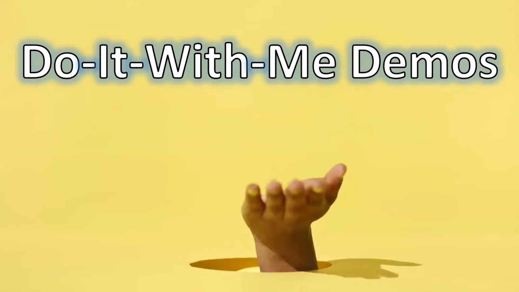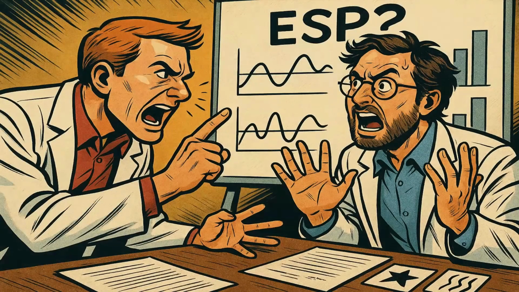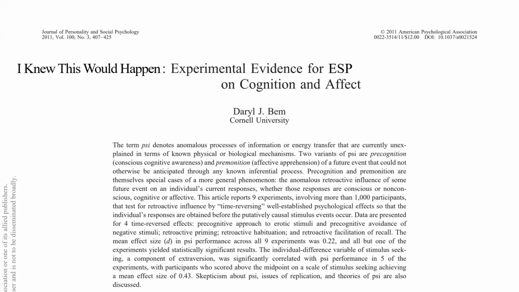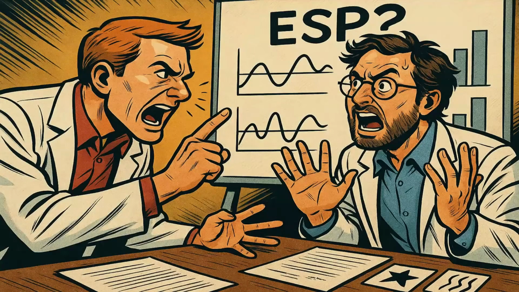And for this demo, we are going to revisit the Bem 2011 study that took a look at whether ESP actually exists. So if you recall, this one was called Feeling the Future: Experimental Evidence for Anomalous Retroactive Influences on Cognition and Affect. I really wish it was called, I knew this would happen, Experimental Evidence for ESP on Cognition and Affect. But sometimes you just got to do what the reviewers ask of you in order to get published. So in this experiment, Bem basically was able to collect data that suggested the existence of ESP.